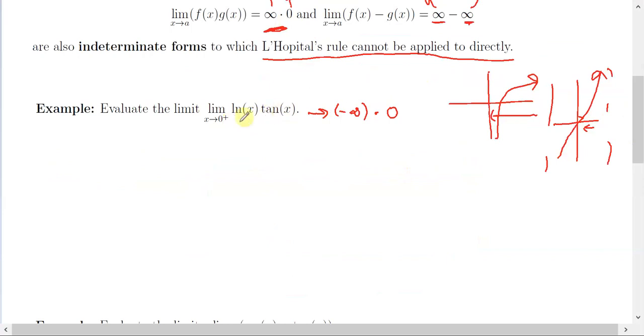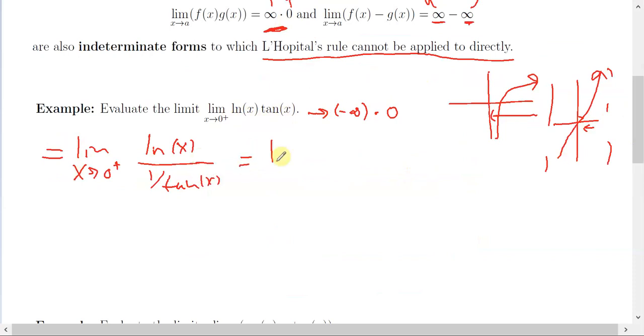And I know that all I have to do is flip one of these over and put it in the denominator. Do you want a 1 over natural log of x in the denominator, or 1 over a tangent? Probably a 1 over tangent, because that has a name and we know how to take the derivative of that thing. So I'm going to flip that one into the denominator. Take the limit as x goes to 0. I'll still have my natural log. And now I've got a 1 over tangent. But like I said, that has a name. That's cotangent. So this is the limit as x goes to 0 of natural log of x over cotangent x.